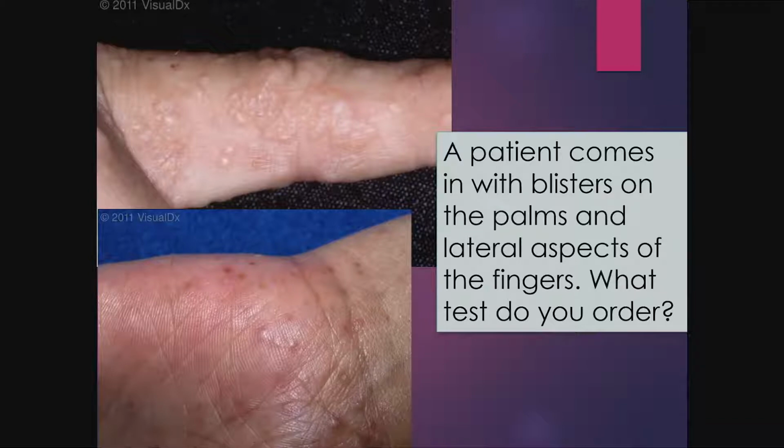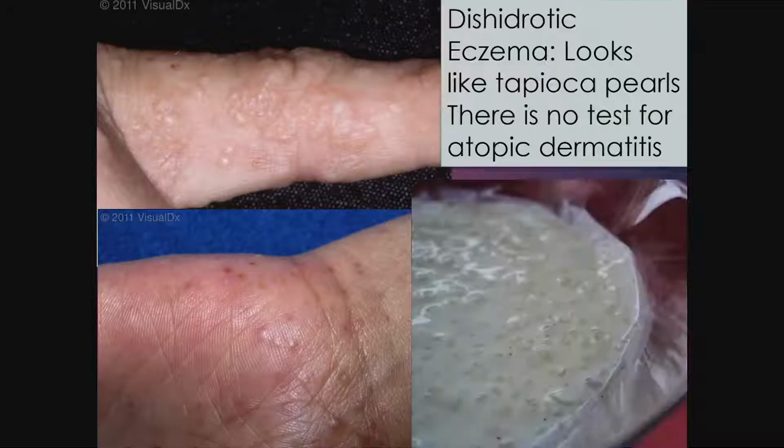This patient comes in with blisters on the palms and lateral aspects of the fingers. So what test do you order? This is dyshydrotic eczema. It looks like tapioca pearls, and there is no test for atopic dermatitis. So the moral of the story is there's no single blood test that you can do to diagnose atopic dermatitis. This is a clinical diagnosis.